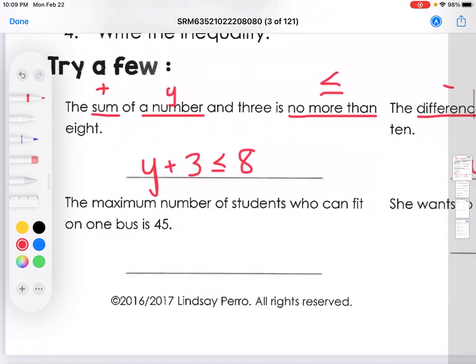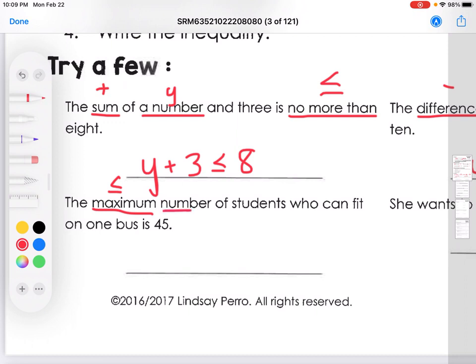Okay, the maximum number of students who can fit on one bus is 45. My keyword here for my symbol would be "maximum." That means whatever number I'm finding, it can't be any more than 45. But it gives me my maximum, so that means that's the highest possible number that it could be. So it could be that number. So it's less than or equal to.